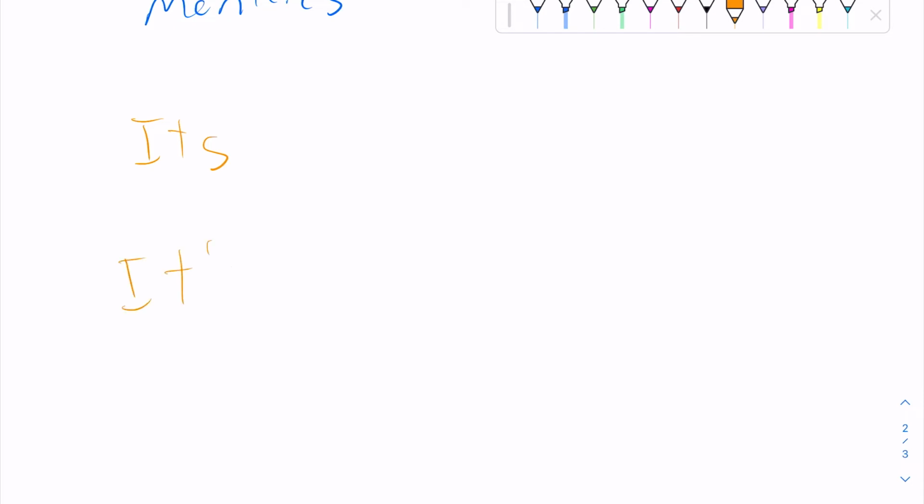ITS versus IT apostrophe S. At first glance, you might say, well, there's an apostrophe there, so that must mean it's possessive. But that is wrong. It is not possessive. IT apostrophe S is a contraction for it is.